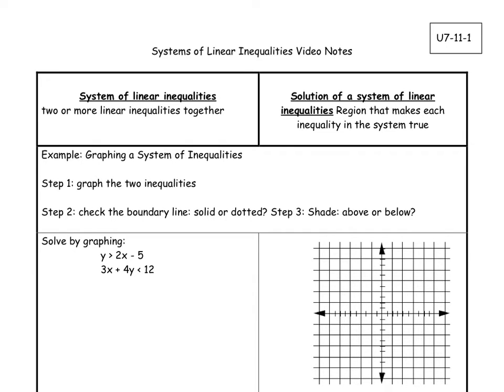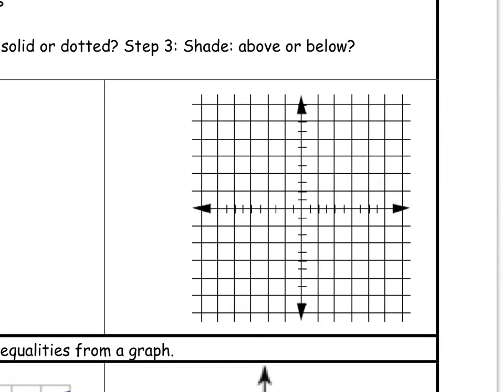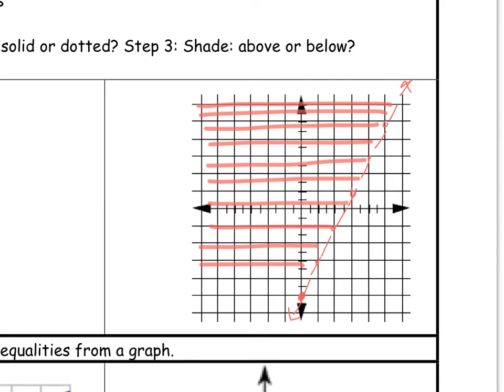inequalities. So we're going to graph y is greater than 2x minus 5 first. And our y-intercept is negative 5. It's up 2 and over 1. It's a dashed line because it's y is greater than. There's no equal to sign. And we are going to shade above the line because it's greater than. So everything in this red shaded area is a solution to the inequality y is greater than 2x minus 5.